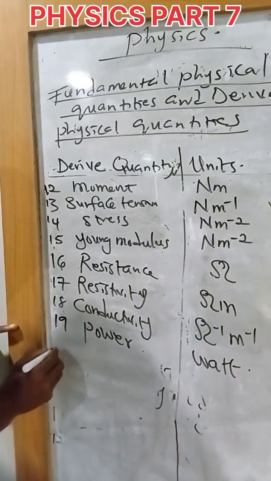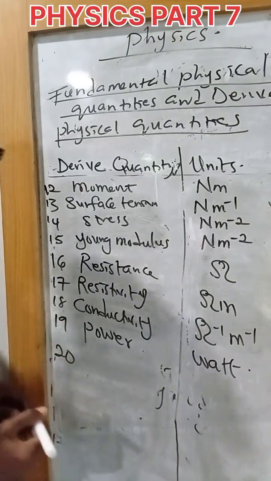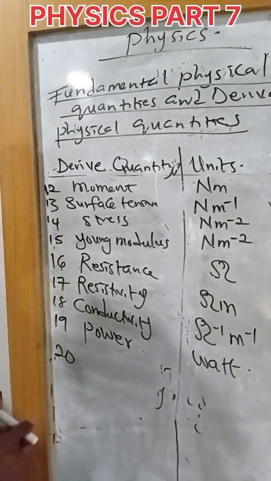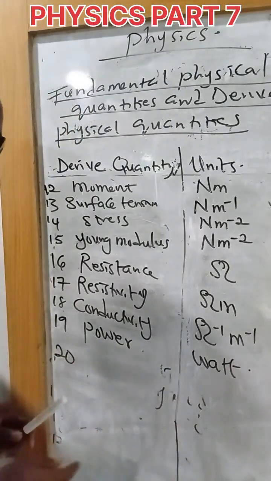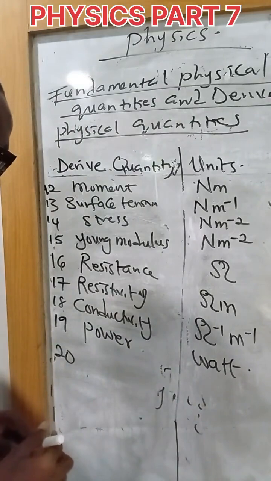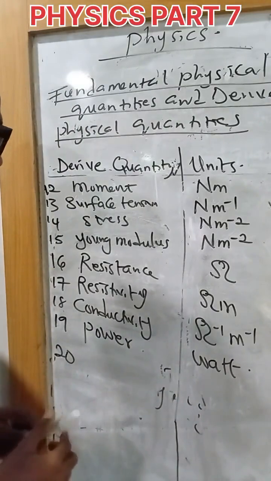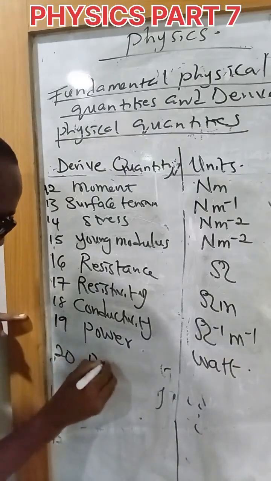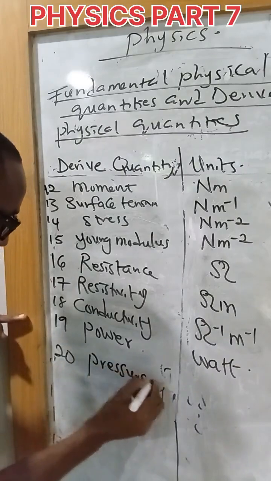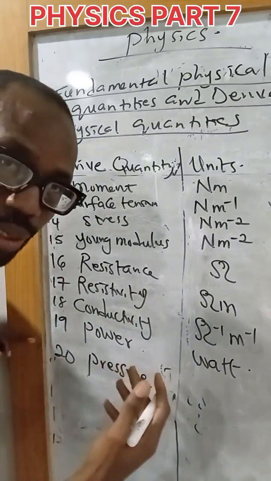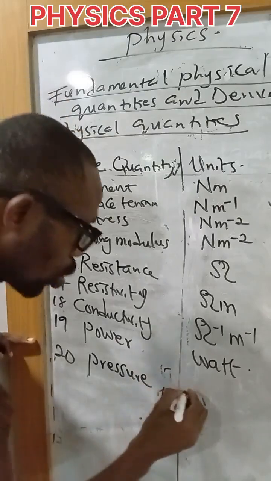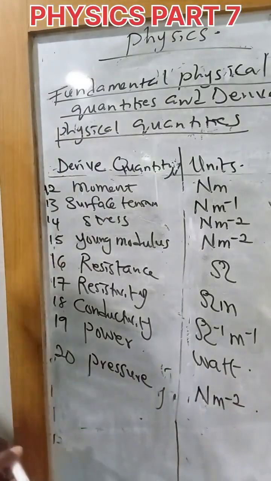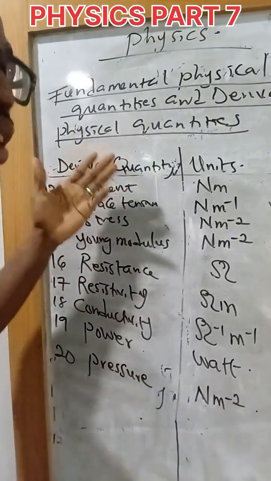And let's look at number 20. Power is watts. And lastly, number 20 will be pressure. Pressure is force acting per unit area. So pressure will be Newton per meter square. So with this, we've been able to look at the derived quantities.